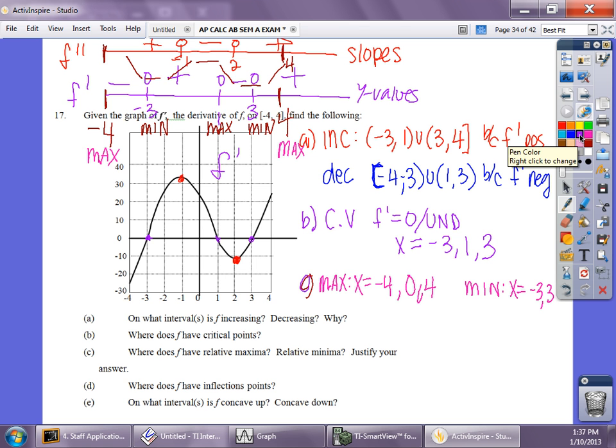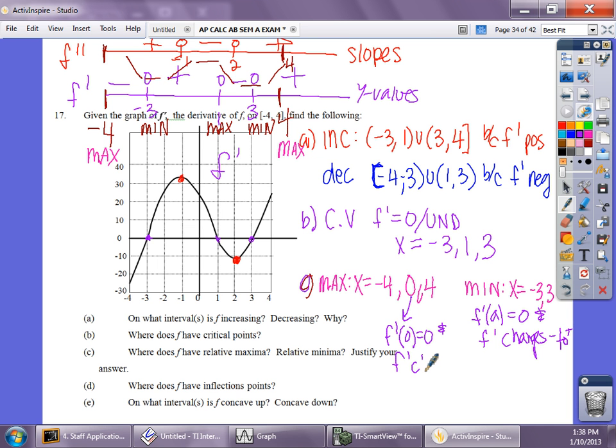So it does ask me to justify. So justifying is going to be a little bit of a pain. So for interior points, in this case, f prime of a is equal to 0, and f prime changes minus to plus. For this one, f prime of 0 equals 0, and f prime changes plus to minus. This is a left endpoint, and f prime negative after.